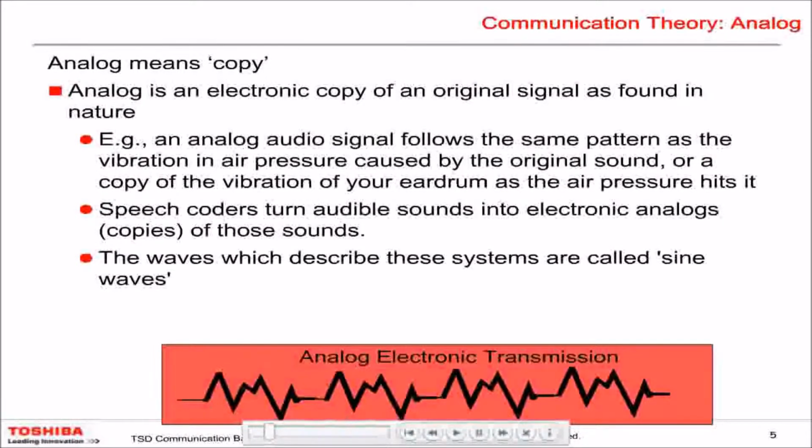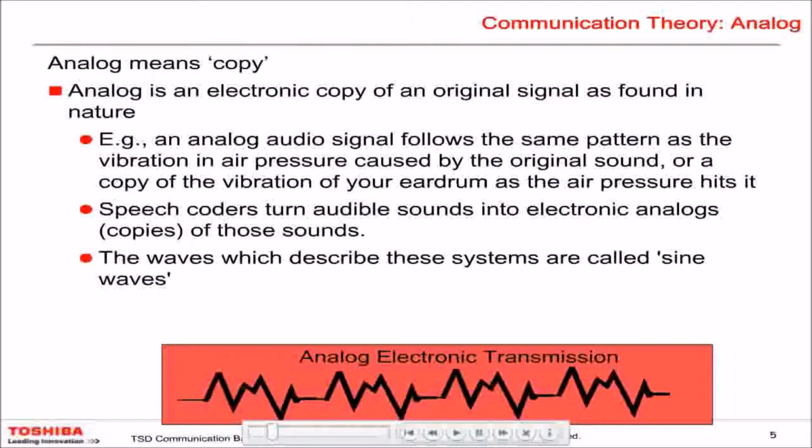Analog means copy, and in this case we're talking about an electronic copy of sound waves. If you could picture a sound wave, it's sometimes described like the ripples you would see if you dropped a pebble into a pond of still water, ripples of concentric circles moving in an outward progression. An analog sound is an electronic copy of an original sound or a signal as found in nature.